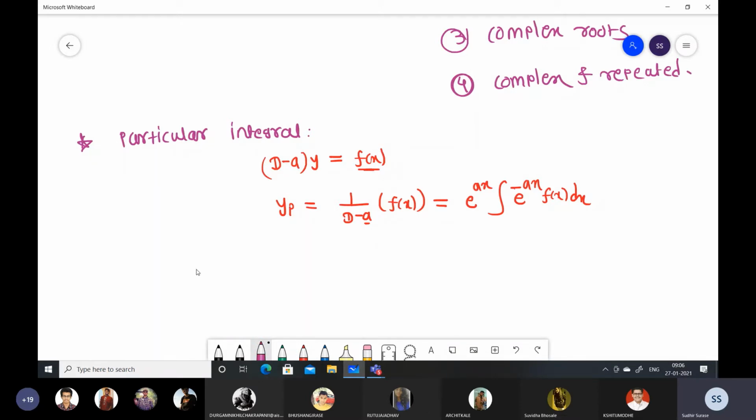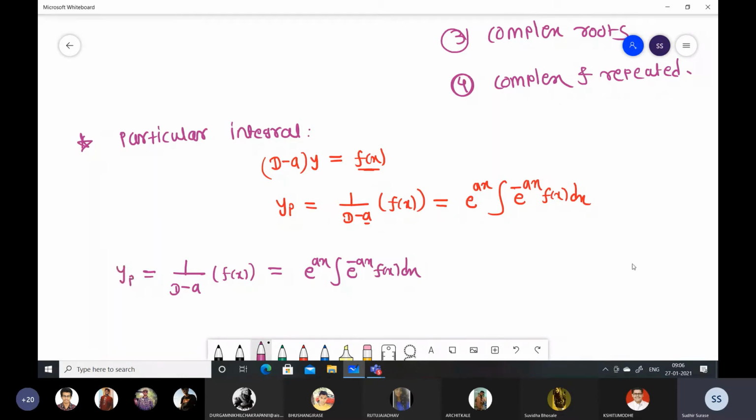If we have 1 upon (D minus a) f of x, and you want to operate it, this is simply e to the power ax, times the integral of e to the power negative ax f of x dx. You have to solve this, and that will be the particular integral y_p.